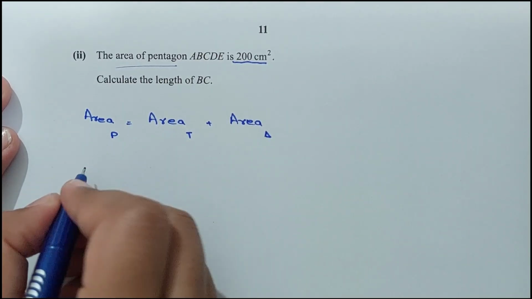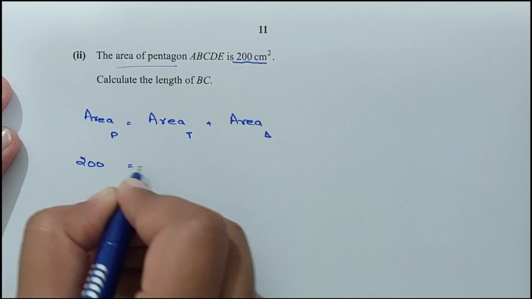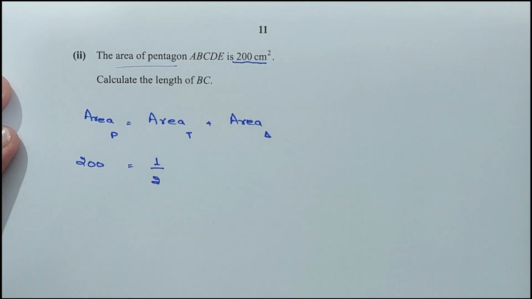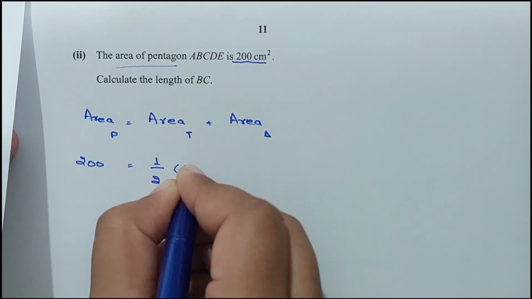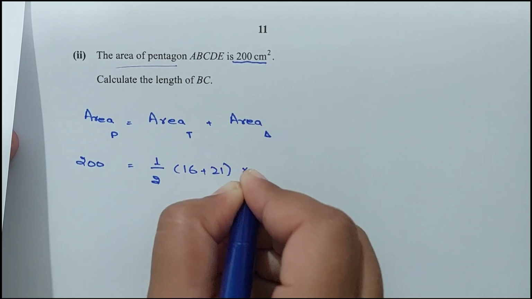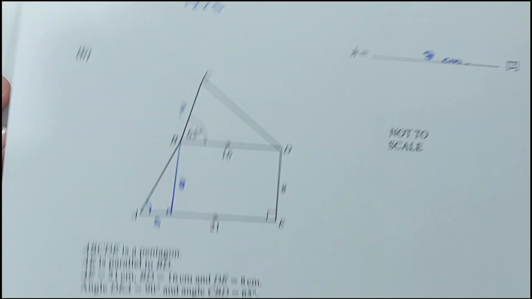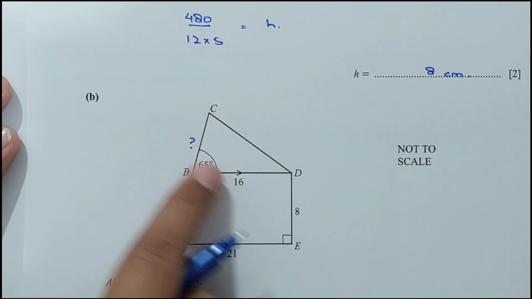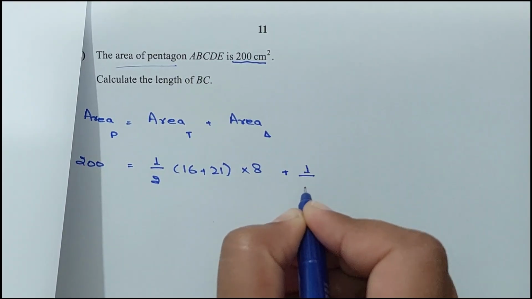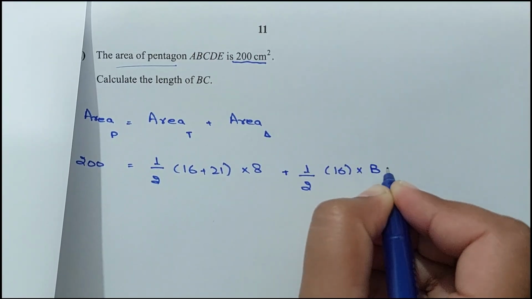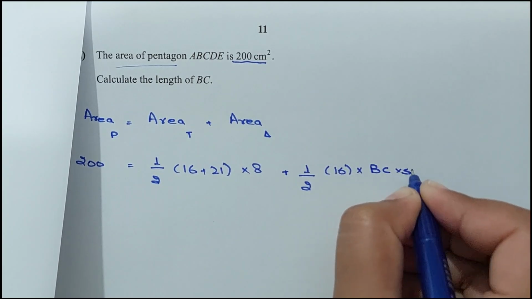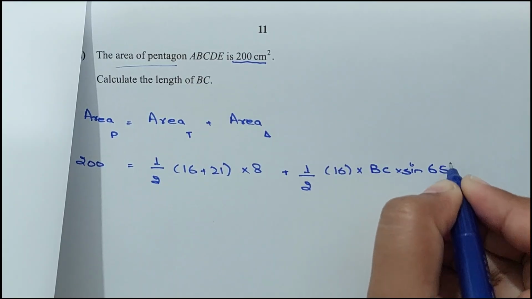So the area of the pentagon is 200. The area of a trapezium is half the sum of parallel sides multiplied by height. The parallel sides are 21 and 16 and the height is 8. So half of the sum of 16 and 21 times 8, plus the area of a triangle, which is half the two sides and the sine of the angle between them. The two sides are 16 and BC, which we have to calculate, times sine of 65 degrees.